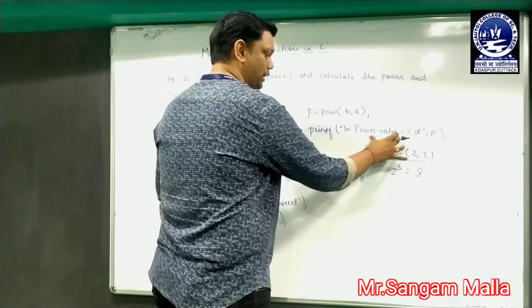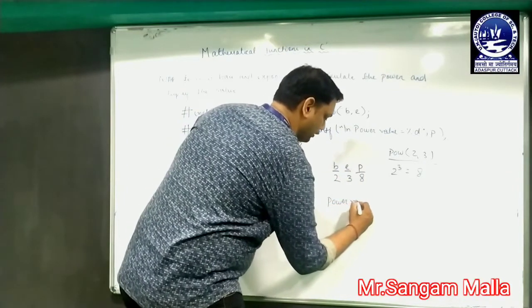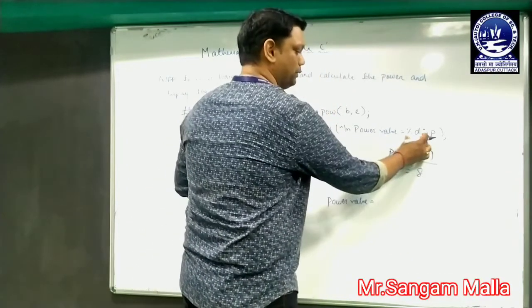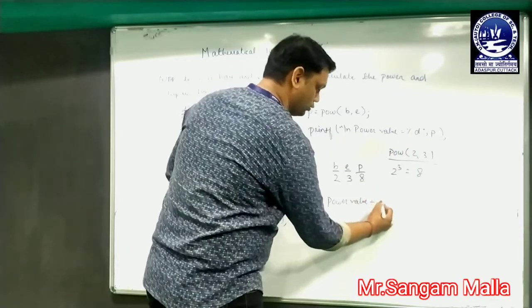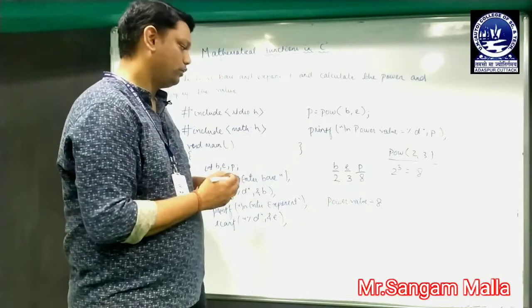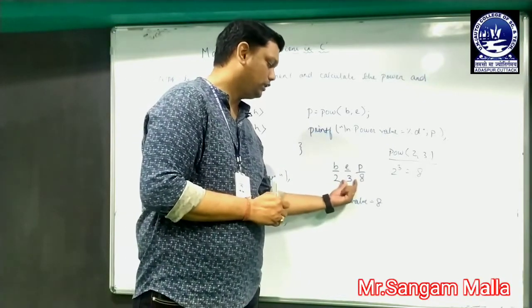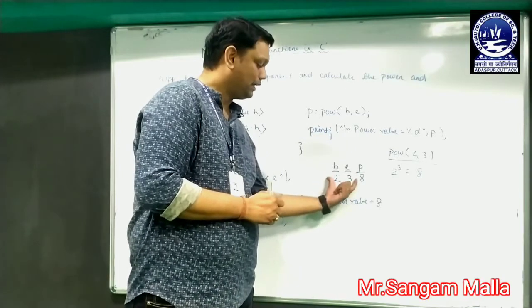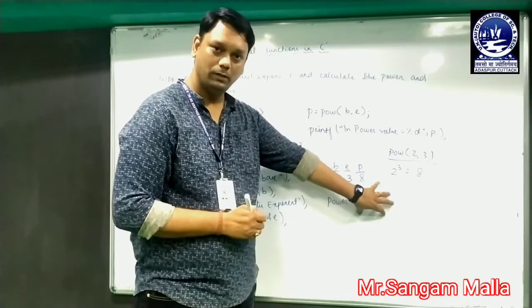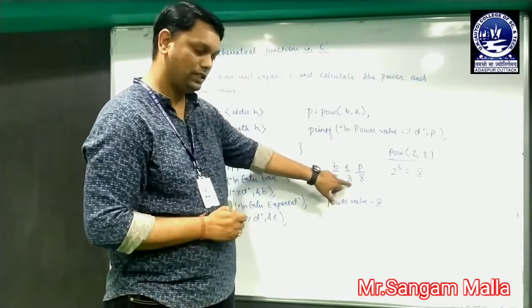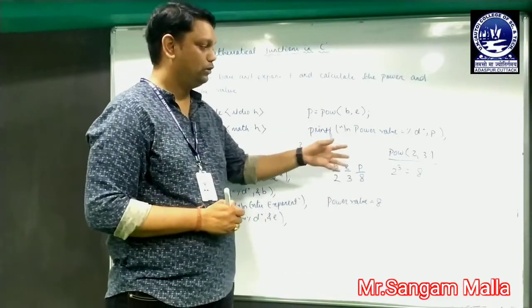Now it will print the value, that is power value equal to, so in place of %d, it will print the value of p, that is 8. So it will print 8. That means whatever value the user enters in base and whatever value the user enters in exponent, it will calculate the power value, store it in p, and finally display the result. So here I have taken base as 2 and exponent as 3. The user can give values according to their requirement and they can calculate the value and print it.